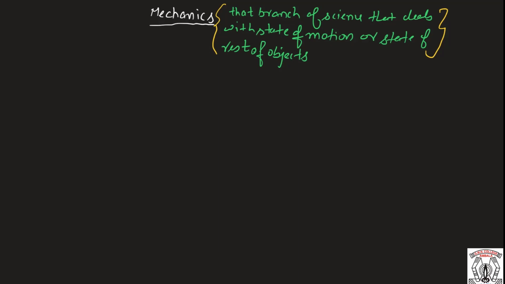Okay, and the branch, if I divide, it has further two branches. The branch of science that deals with the state of motion of the objects is called dynamics, and the branch of science that deals with the state of rest of objects is called statics. So if I bifurcate it further into two branches, first is statics and second one is dynamics.